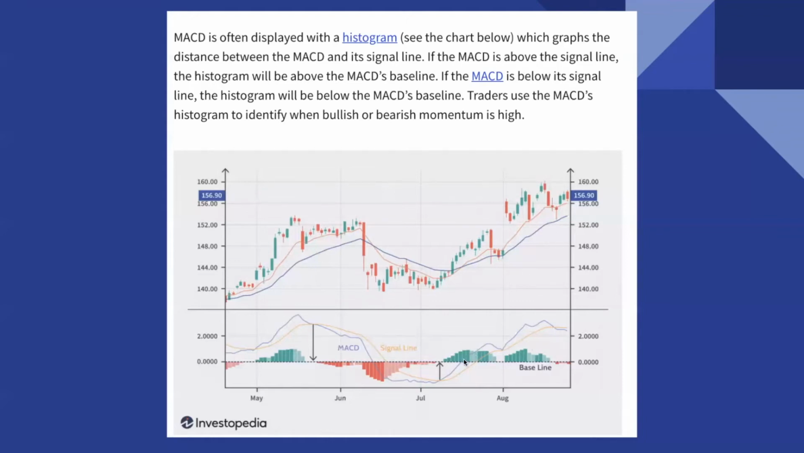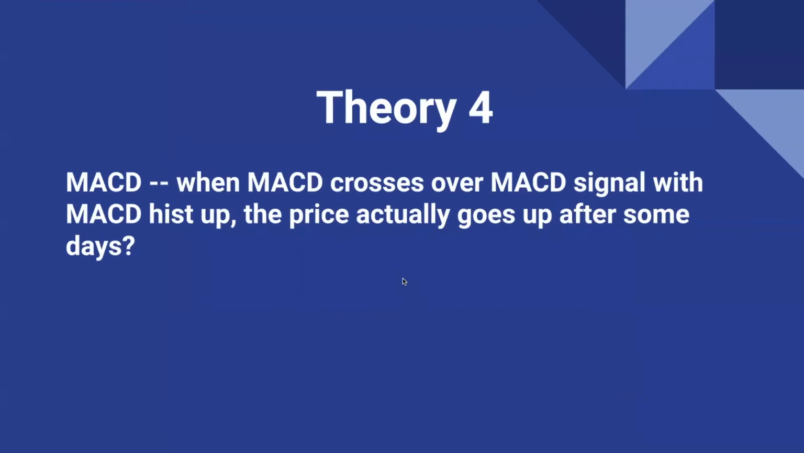Also, this is a histogram. The histogram is also showing whether it's time to buy or time to sell. If the histogram is showing an uptrend, that means it's time to buy. Okay, so that is the MACD. Now, when the MACD crosses over the MACD signal with the MACD histogram up, then the price actually goes up after some days. So this is another validation we will go through later.